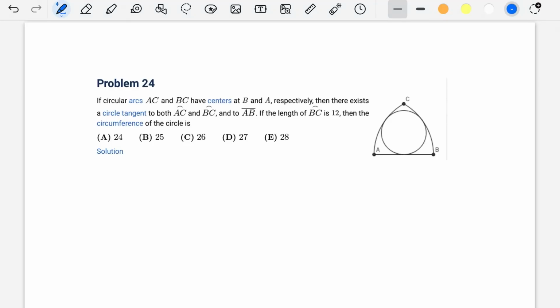Problem 24. If circular arcs AC and BC have centers at B and A respectively, then there exists a circle tangent to both AC and BC.